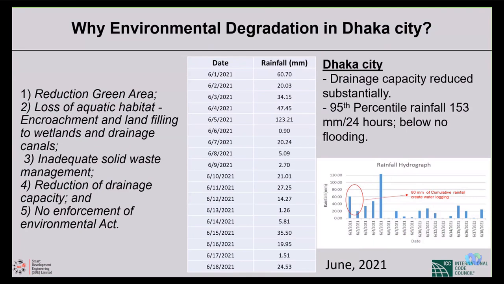As a result, the consequence, if you look at it very carefully: what environmental degradations, and why these environmental degradations are happening. These are the few points I put so that you understand. First, reduction of green area. Loss of aquatic life because of loss of wetlands. We don't have wetlands, so where will this aquatic life survive?